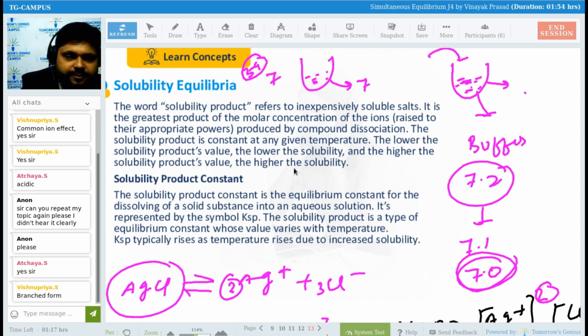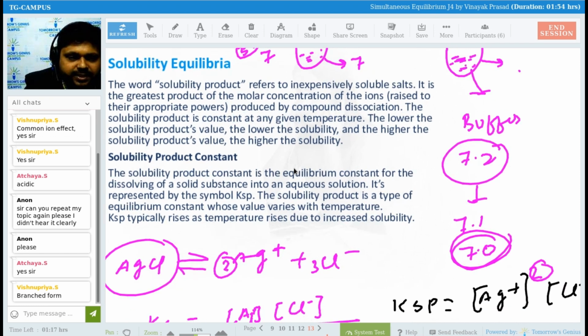Fine. Now see here, the solubility product constant. The solubility product constant is the equilibrium constant for the dissolving of a solid substance into an aqueous solution, right? It's represented by the symbol Ksp. The solubility product is a type of equilibrium constant whose value varies with temperature. Ksp typically rises as temperature rises due to increased solubility. So if the temperature is more, solubility will be more, and then the Ksp value will also be more.